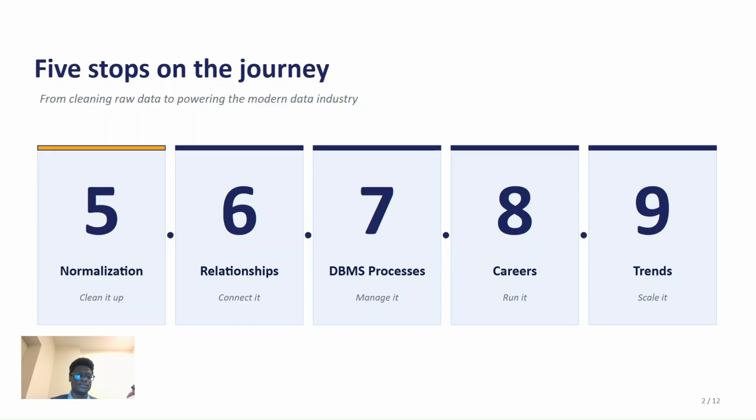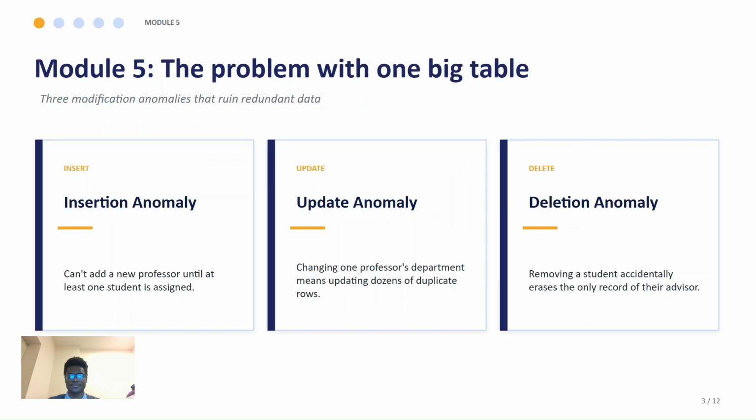So here you have your normalization, your relationships, your database management system processes, your careers, and your trends. That's what we're going to be talking about, and that's what the book talks about as well.